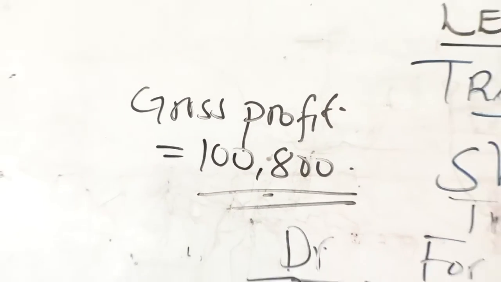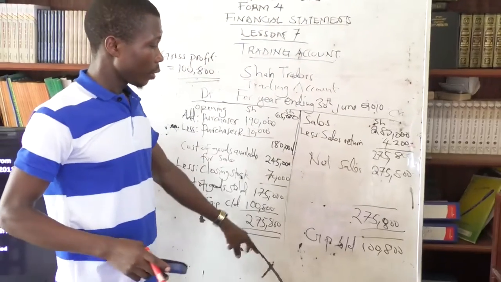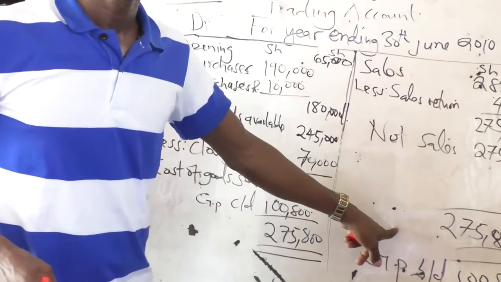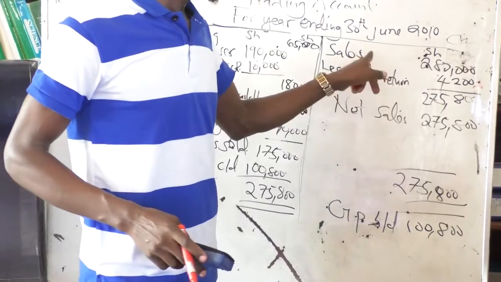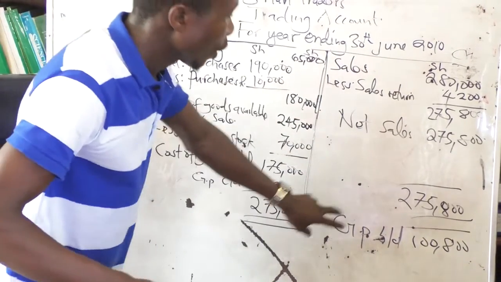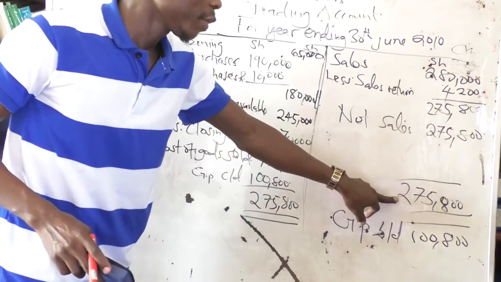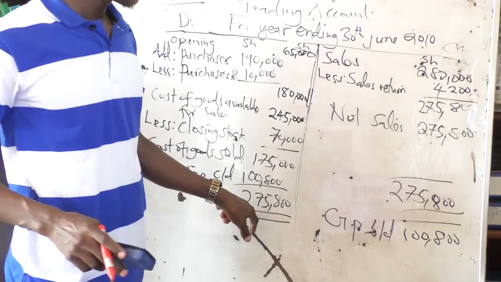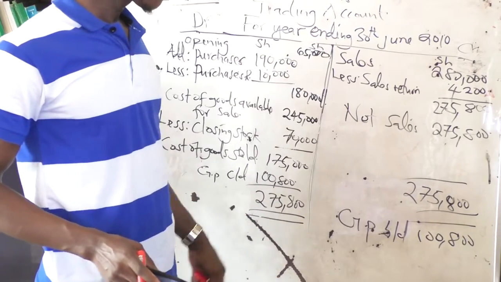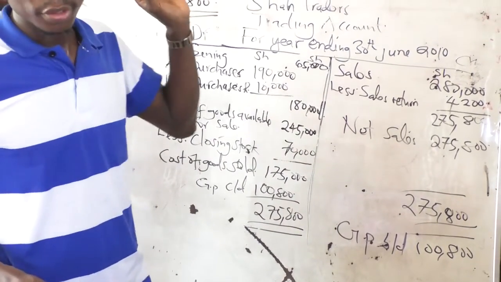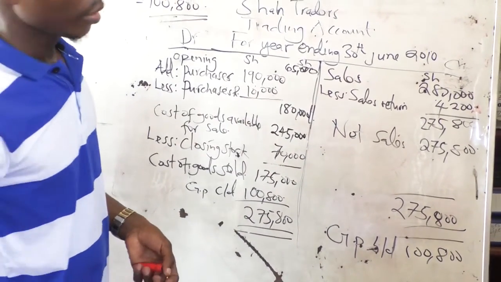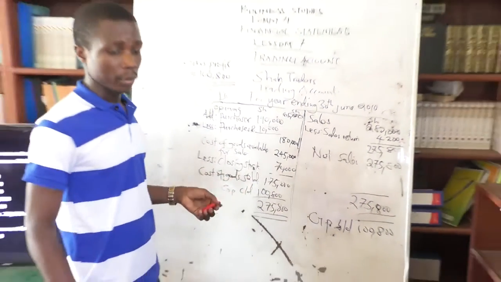That's the profit. So if in any case this place was higher than the selling price, the sales side, then that will be a loss. So let's say for example it is 275,000, here is maybe 300,000. That means that this business had a loss. But you don't write negative, you just write gross loss, and you get the difference. So this is the trading profit and loss account. This is how to prepare it.